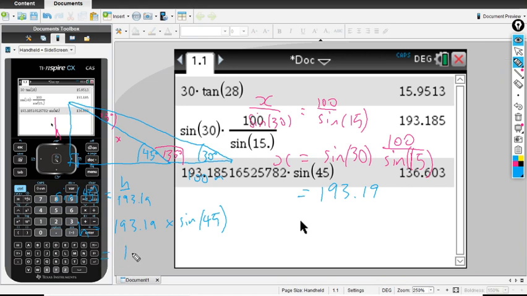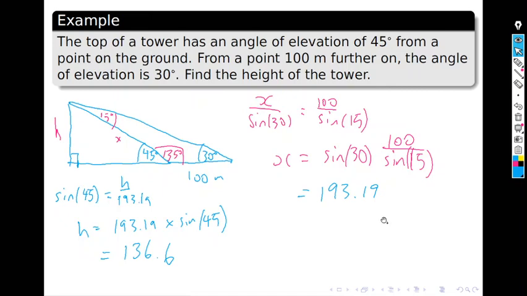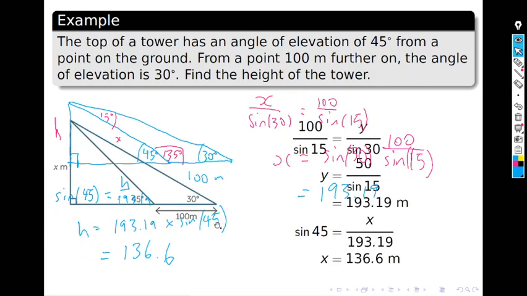Press enter, and we get the height of the tower is 136.6. Let's just call it that, rounded to one decimal place.